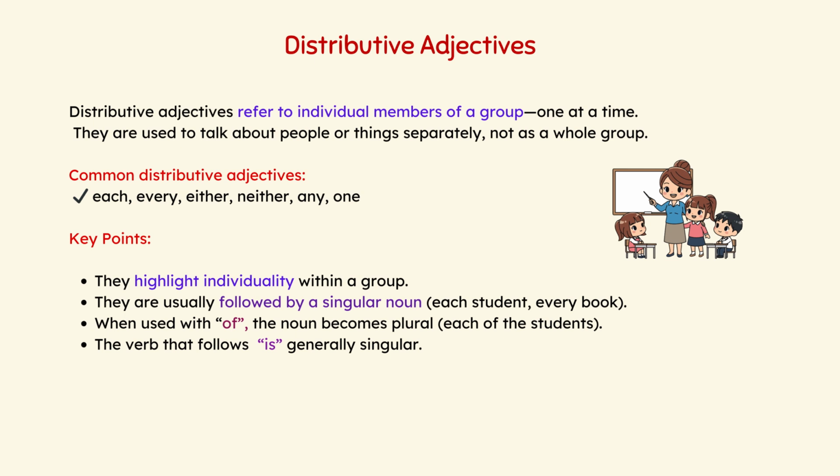For example, each student, every book. When we use them with of, the noun becomes plural. For example, each of the students. Even though the noun after of is plural, the verb that follows is generally singular. Understanding distributive adjectives will help you speak more clearly when talking about members of a group, one by one.